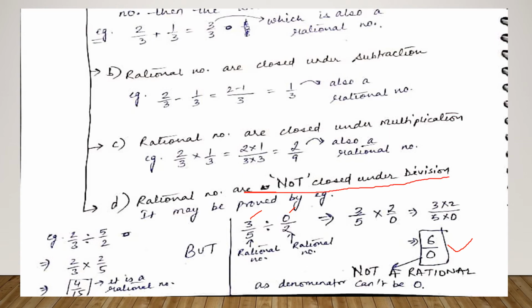Okay, you can get same rational number or different rational numbers in division, but due to this case we can say this is not always true. That is why we have said they are not closed.